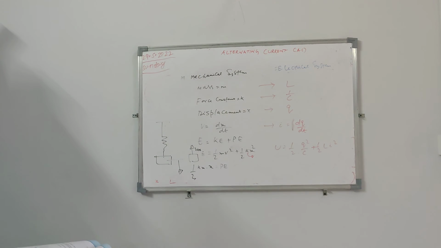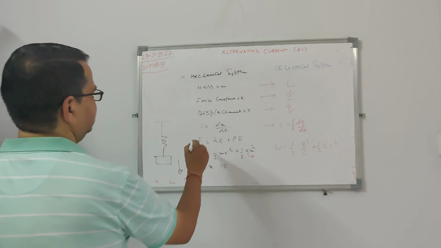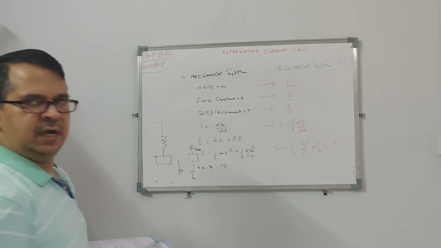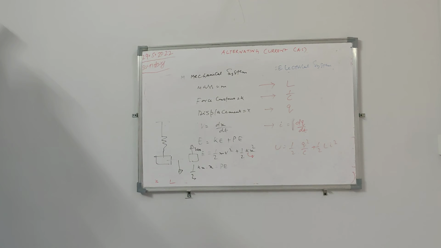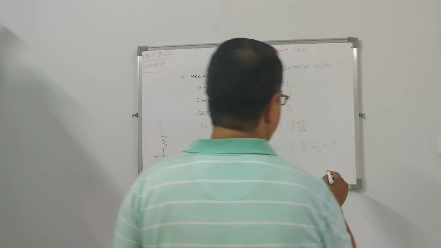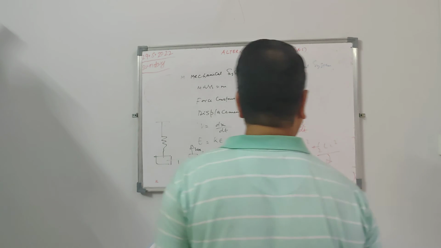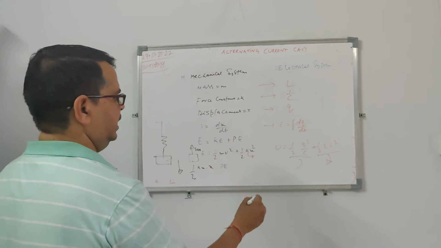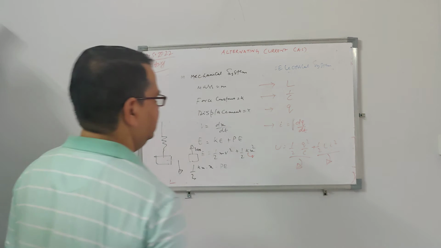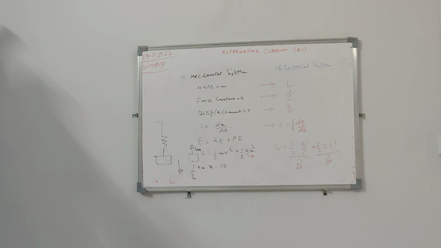Q square by C is the energy stored in the capacitor. Half L i square is the energy stored in the inductor, where velocity is equivalent to current here. So this is the energy stored in the inductor, and that is the energy stored in the capacitor. There can be questions like this, from current electricity and EMI.